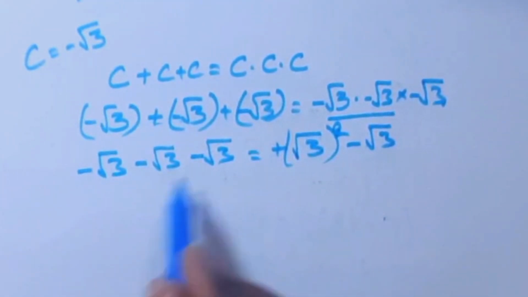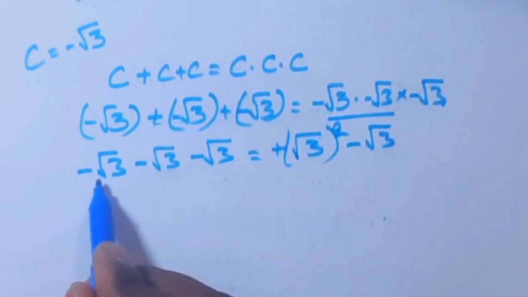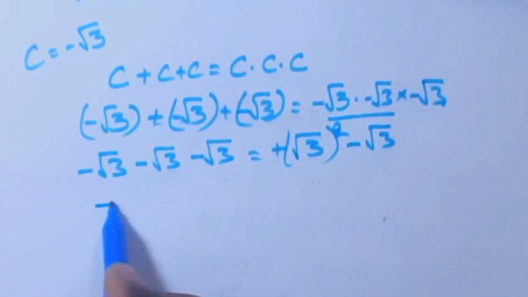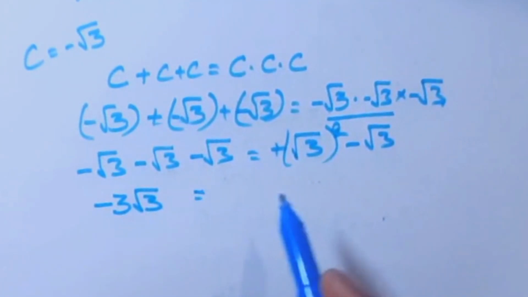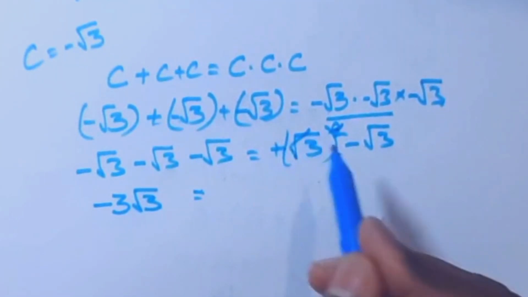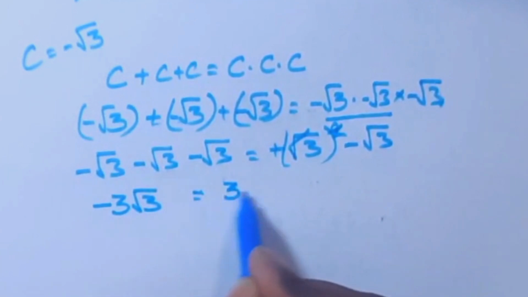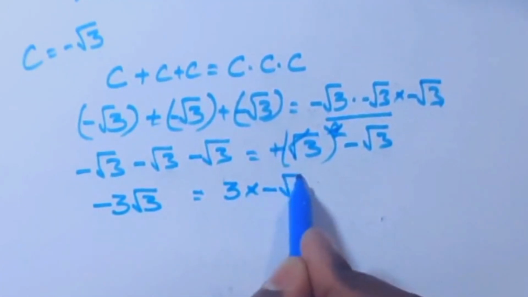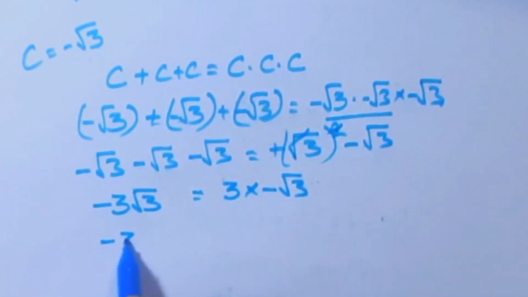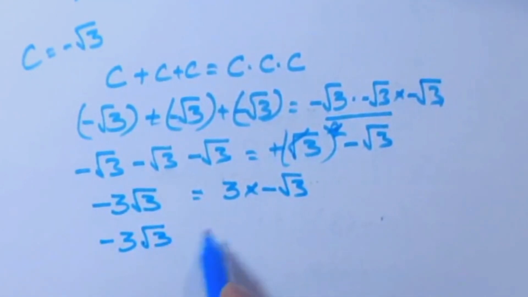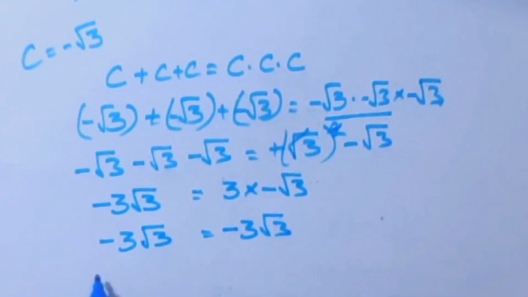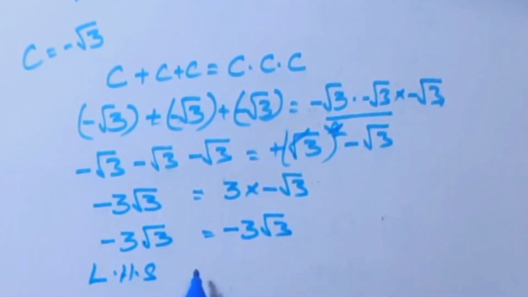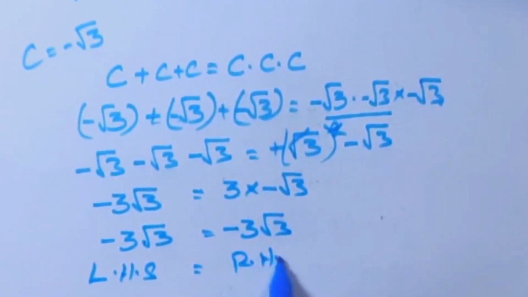So this is 3 times of minus square root of 3, that is minus 3 square root of 3. So equal to, here this and this cancel each other. 3 times of minus square root of 3. So minus 3 square root of 3 equal to minus 3 square root of 3. Here LHS equal to RHS.